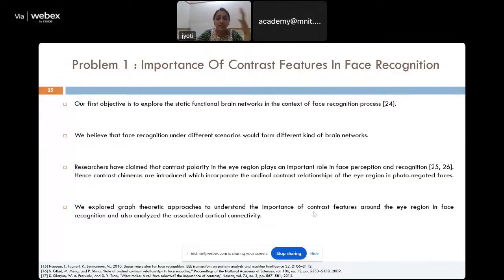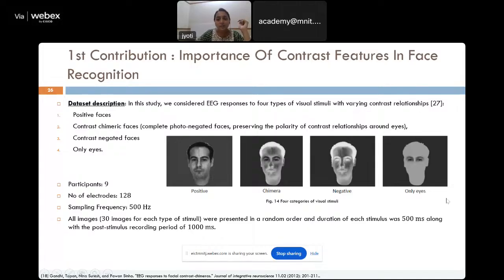In this case, I should start from here. This is the experimental protocol. The data was collected by my guide Tapan Gandhi sir at MIT. Four different types of stimuli were shown to 30 different subjects. This is a positive phase. This is the chimeric phase, in which the eye is there and the surrounding area of the eye is preserved. The name was given as chimeric phase. The third is the negative phase, and the fourth is only eyes.